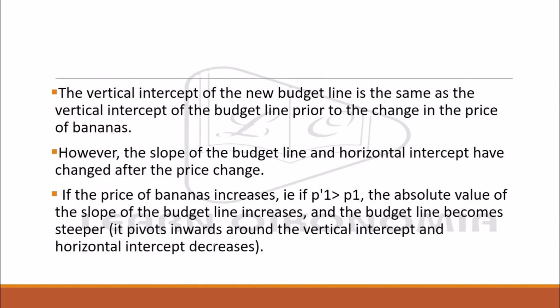Okay, so here the vertical intercept of the budget line would be the same, but the slope of the budget line changes. So here also you can have two situations. Either your P1 dash is greater than P1. If this is the case, you could see that the slope of the budget line increases. So it would be becoming steeper.